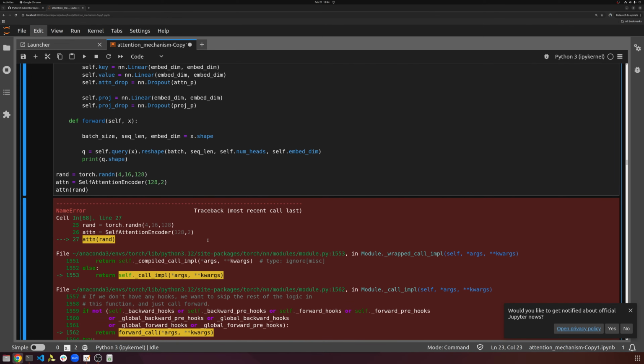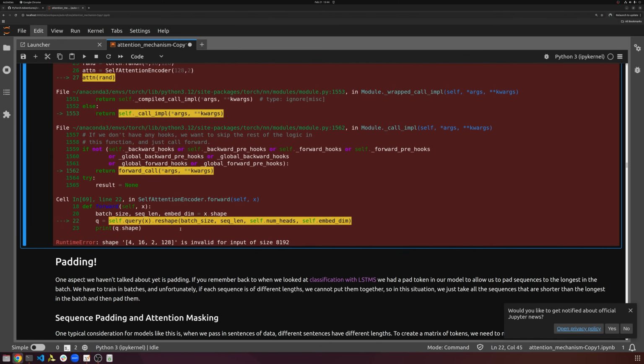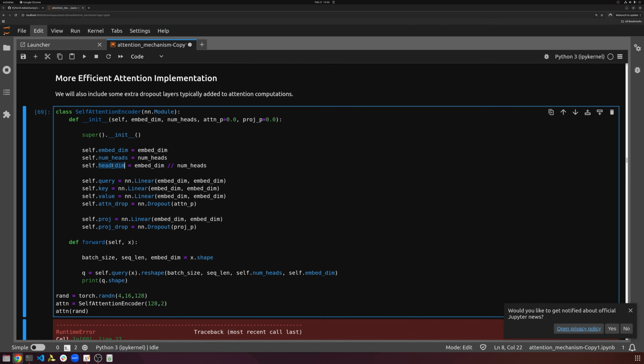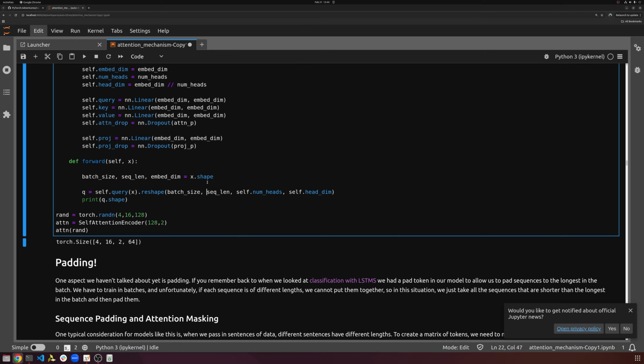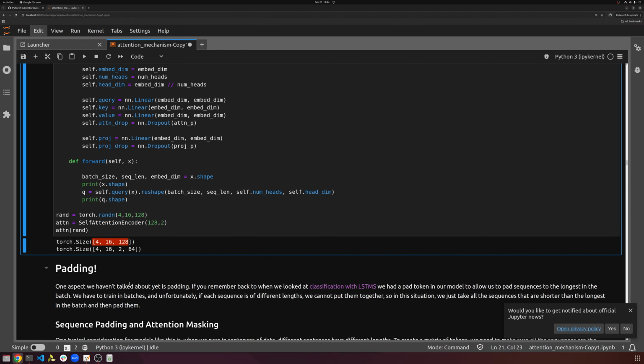What did I miss? Batch size and, sorry, not embed dim. This should be head dim. There we go. So I took, let's just keep this up here as reference the whole time, I took a 4 by 16 by 128 and I chunked it. I chunked the 128, our embedding dim, into two sets of 64. Right? So that's step one of doing our multi-head attention.